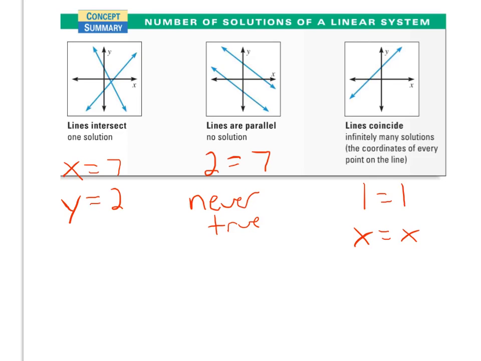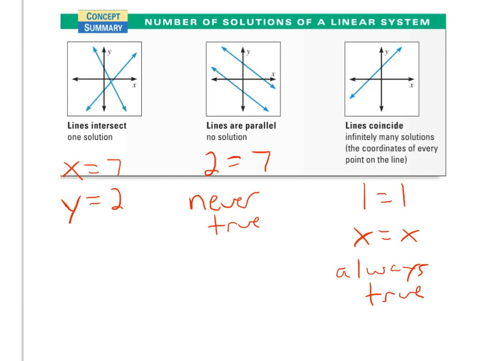So those are examples of what your algebraic answers would look like. Again, if you get one that looks like this, then you would write that as an ordered pair. If you get one that looks like this, that means there's no solution. So that would be your answer, no solution. And one that looks like one of these would be infinite solutions, because this is always true.